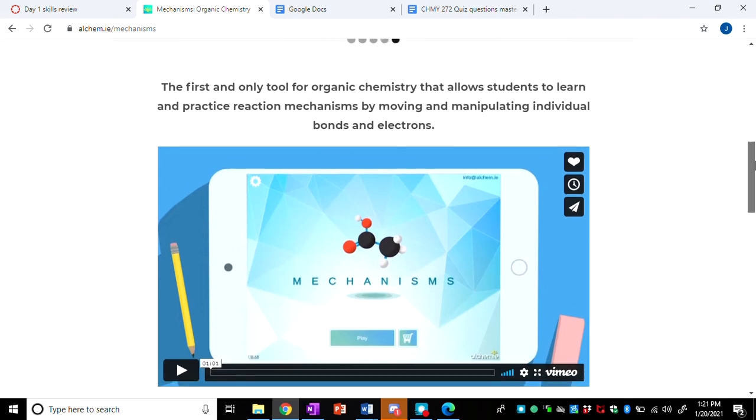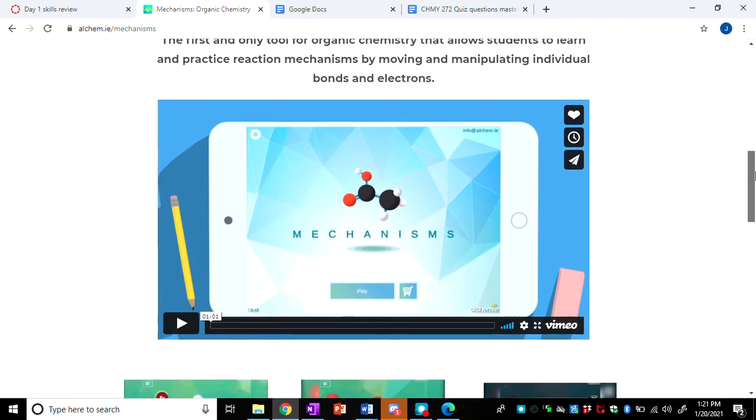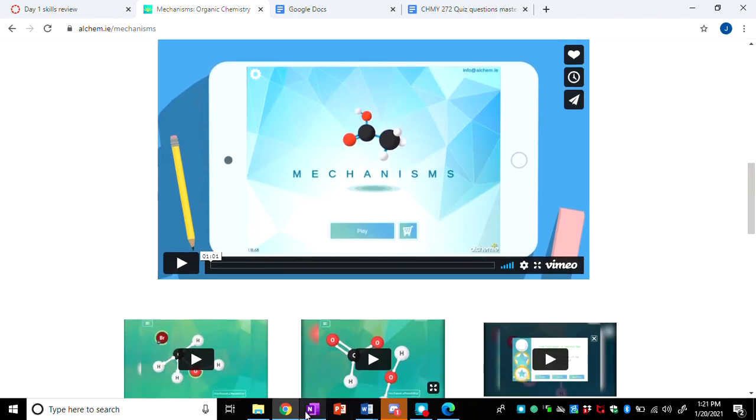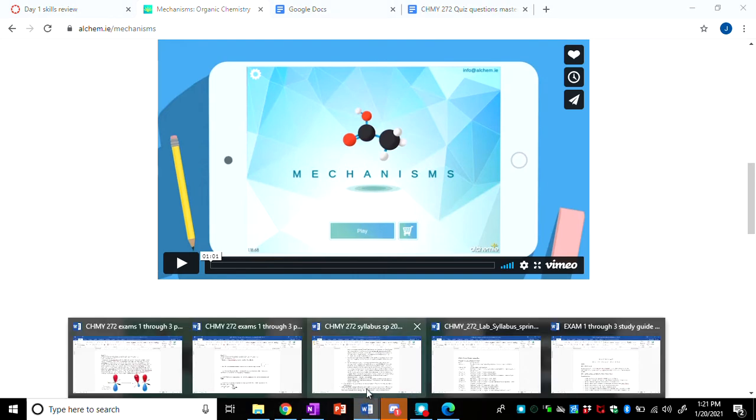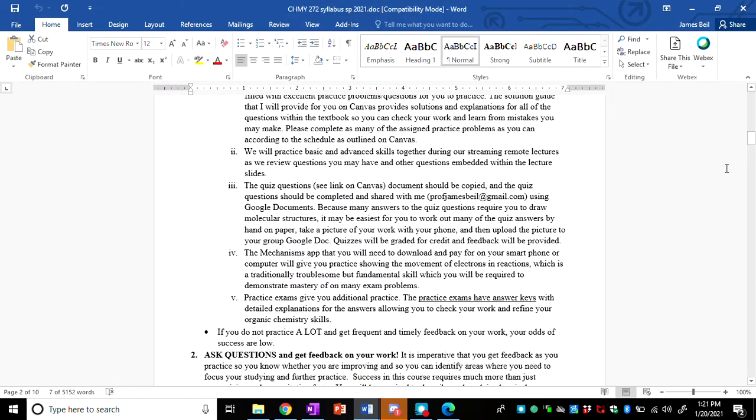and then you'll have to purchase access to the app. I believe it's still $10. And when you purchase that, you'll need to use our course code to get into our course and get to the assignment center in there. And that's meant to help you practice working with mechanisms.